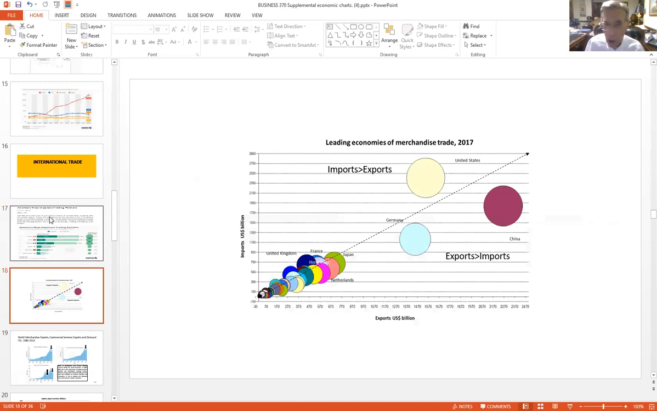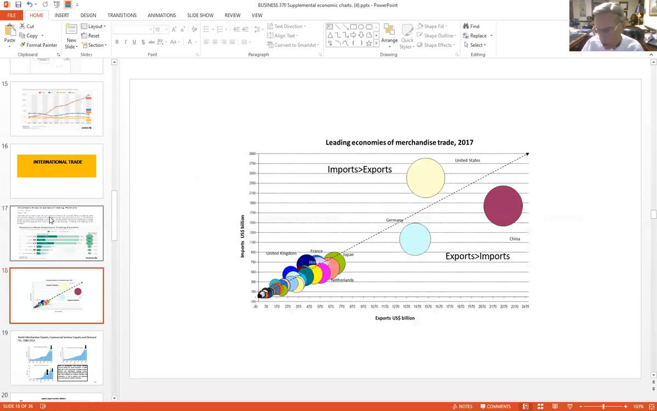You can see that Germany has been very successful in being a net exporter. And you know that just by looking at all the German cars that we see on American highways. But Germany has been a very effective manager of its international trade. And then we see the United States, which is far and away a net importer.